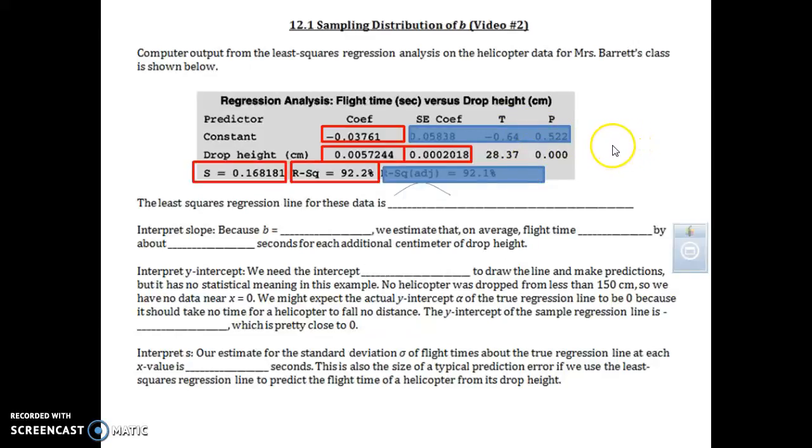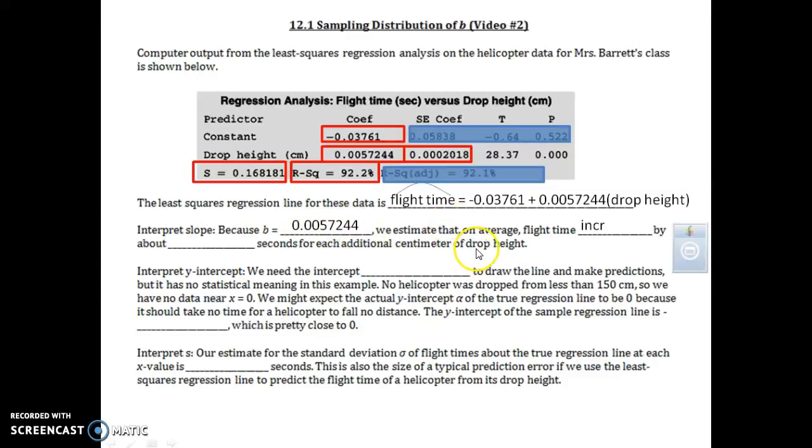So let's write out our least squares regression line. And of course, we need our y-intercept, and then we need plus the slope times the explanatory variable. So it's going to be flight time, which is your predicted flight time based on the model. And you have your intercept here, negative 0.03761, plus your slope of 0.0057244 times your drop height. And if you write your model this way, you are basically explaining what you're using as your x variable and what you're using as your y variable.